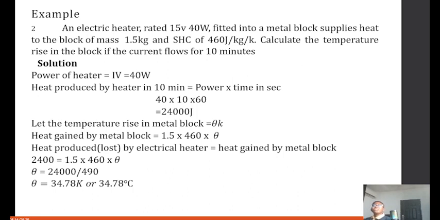Power is equal to the change in temperature. So the heat produced by the electric heater, because the heater is just producing it, was 2400. The heat is just IV. Then you equate it to MC change in theta, and we are going to get our theta. So this is just it.